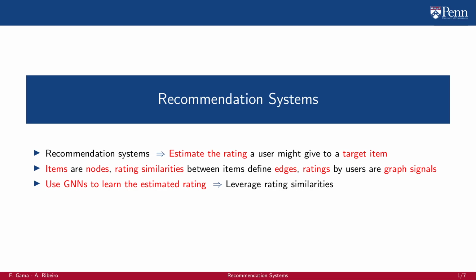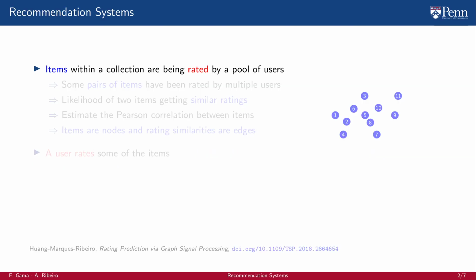The use of GNNs defined on such a graph will leverage the rating similarities between items to estimate the rating of the target item based on the items the user has previously rated. In the problem setting of recommendation systems, we have items within a collection that are being rated by a pool of users. Here, we represent a collection of 11 items.